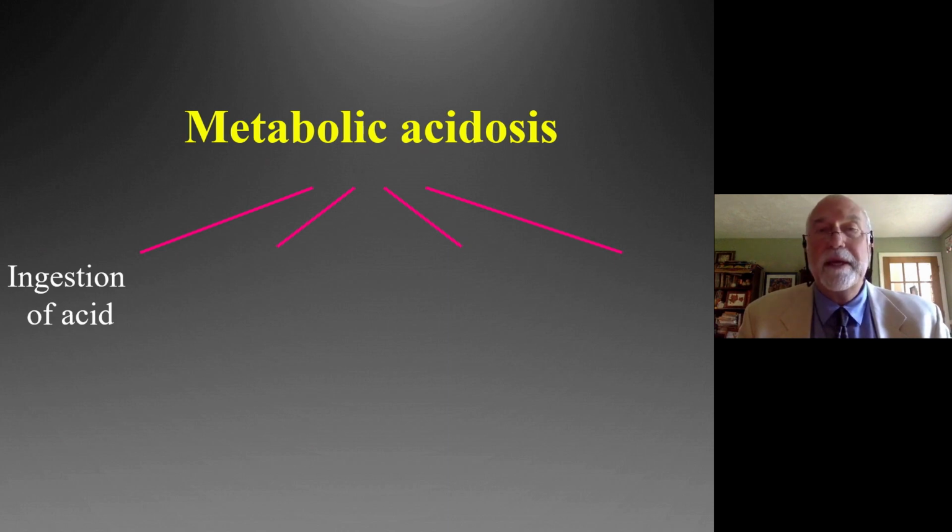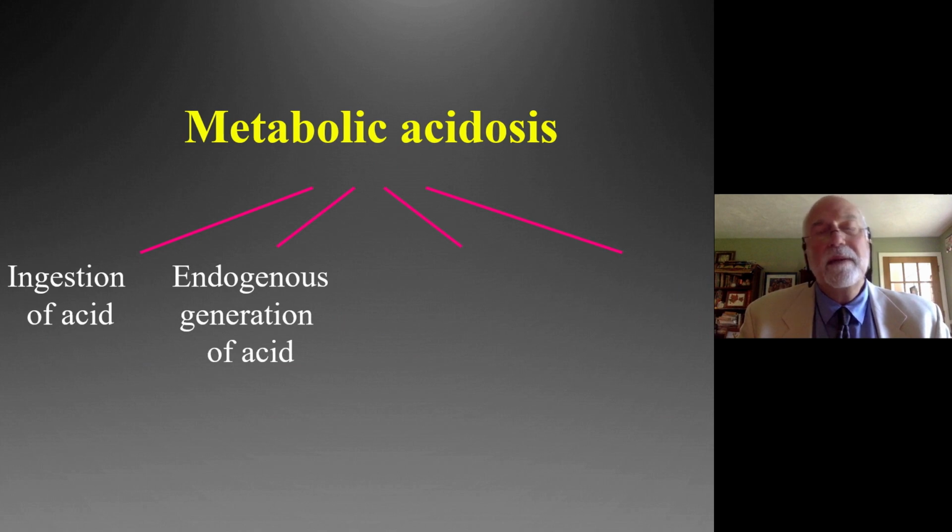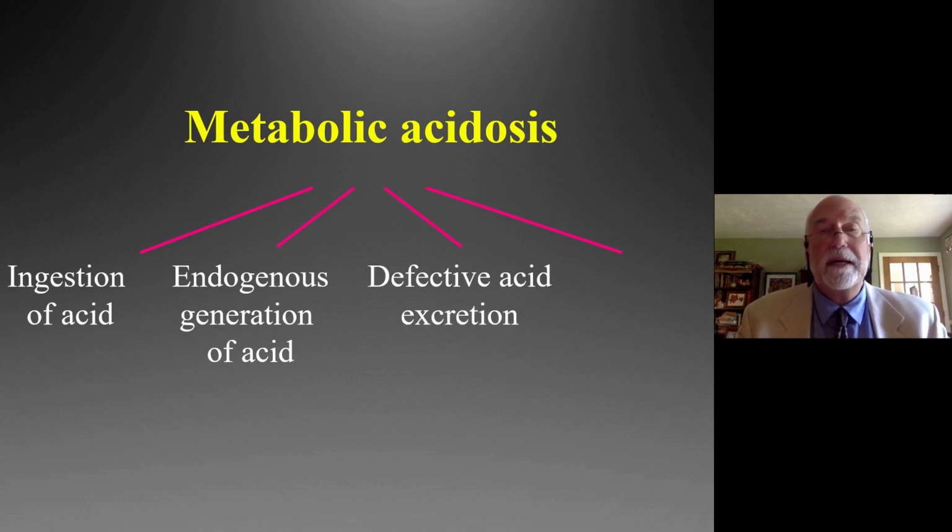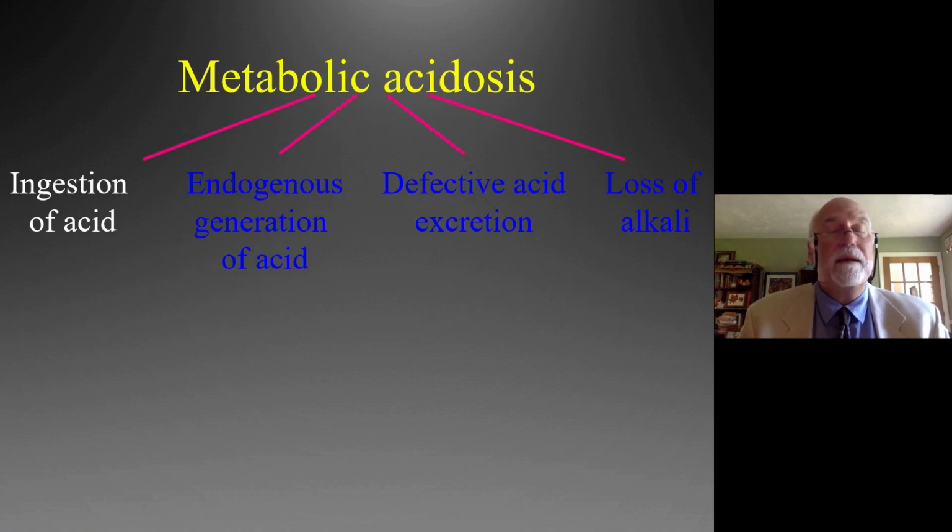One would be that we ingested acid, and that can certainly be seen in certain intoxications. There could be generation of endogenous acid, so processes that lead to lactic acid or other acid production will lead to an accumulation of hydrogen ions. We could have a problem with acid excretion. That would be a renal tubular acidosis, a renal problem. Or we can lose bicarbonate, because the loss of a bicarbonate is, by definition, the retention of a hydrogen ion concentration. So we can now dive into these in a little bit more detail.